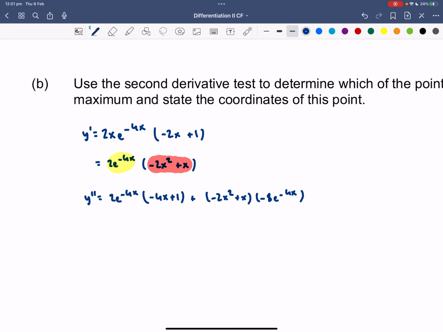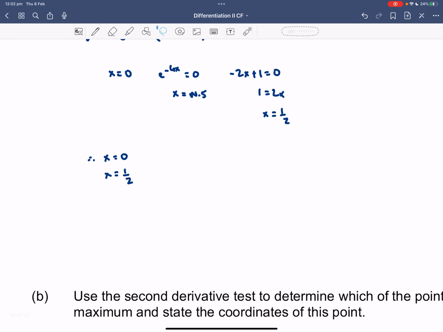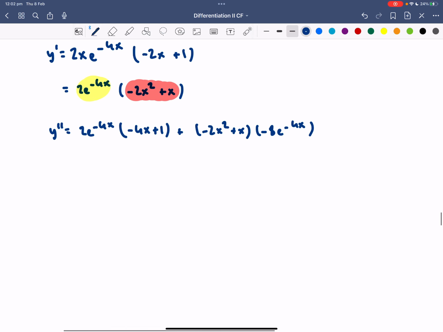I will only ever simplify if I want the derivative to equal 0. We don't want the derivative to equal 0. We're just subbing points in. We're subbing in x equals 0 and x equals half. Now, I hope it's 0. That would make life very easy.